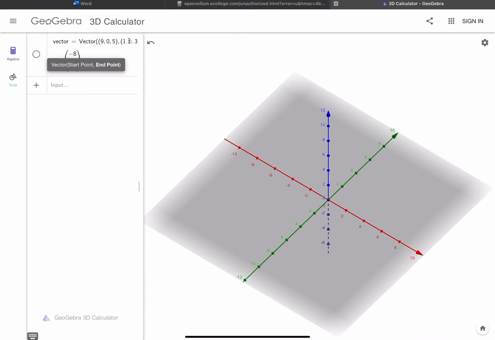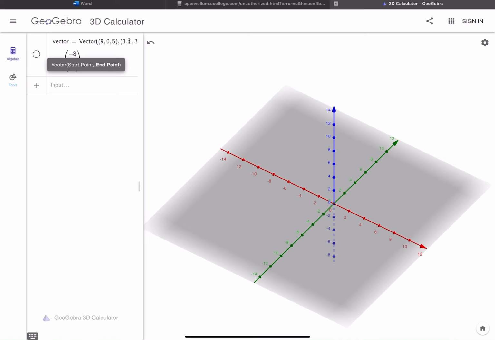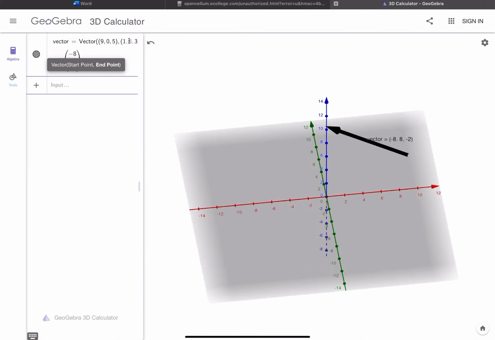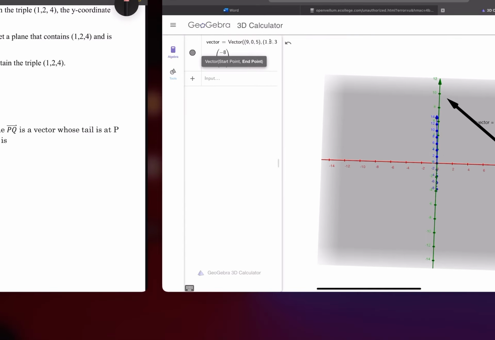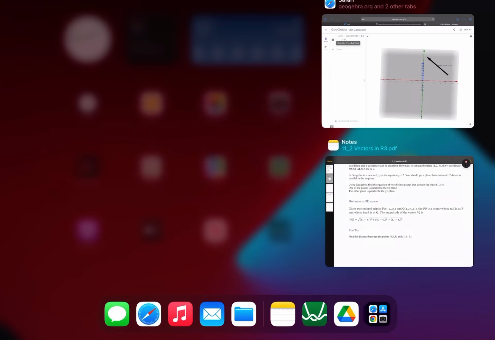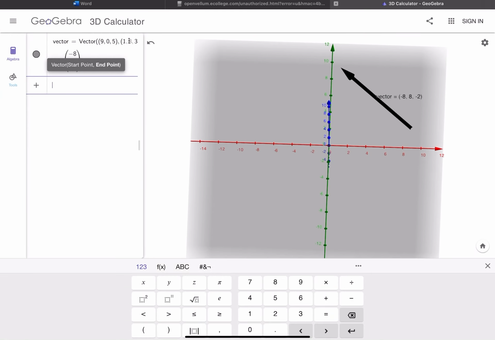So we might have to zoom out a bit. Did this not? I can't. Oh, did I turn it off? There we go. All right, so now we get this vector in space. Did I type the right coordinates? 1, 8, 3. Yep.